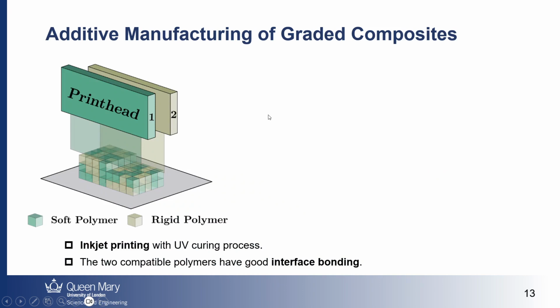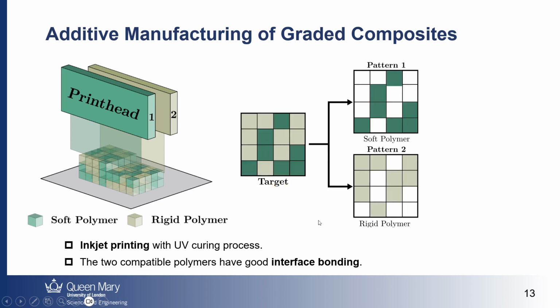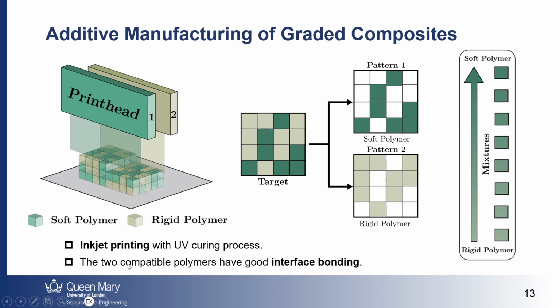Next question is how to actually manufacture the graded composite. Here we are using 3D printing based on multi-material 3D printing. The process involves the print head printing two different materials at different locations. At the same time, UV light is applied to cure the materials locally. By doing that, you can see we can make patterns with unique combinations. And one thing we want to mention is that these two materials are compatible such that they have good interface bonding. This is very important in structural applications.